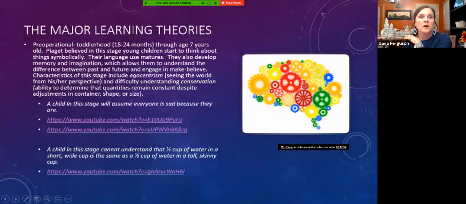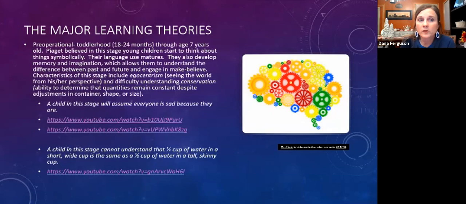Okay, so then there's the preoperational stage. So this is toddlerhood through age 7. Piaget believed in this stage, young children start to think about things symbolically. Their language use matures. They also develop memory and imagination, which allows them to understand the difference between past and future and engage in make-believe. Characteristics of this stage include egocentrism, seeing the world from his or her perspective, and difficulty understanding conservation, which is the ability to determine that quantities remain constant despite adjustments in container shape or size.